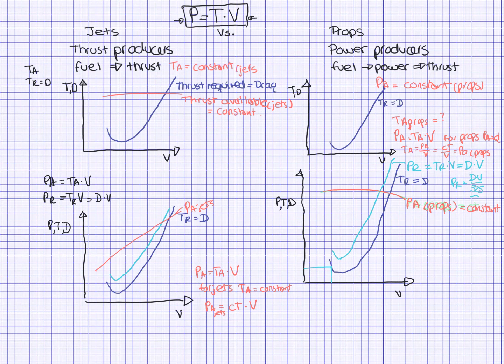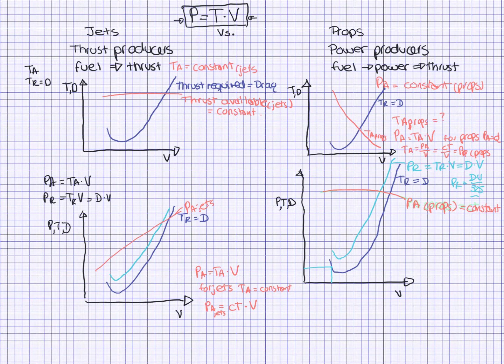So what does that look like? It's like saying y equals b over x. So what does that look like? That's going to be a descending line, a line going down, and this is going to be thrust available for props. So look at that contrast. That means that the faster I go, my thrust is going to be lower.